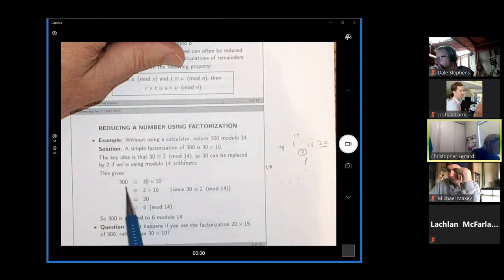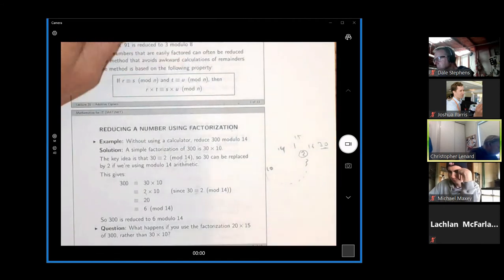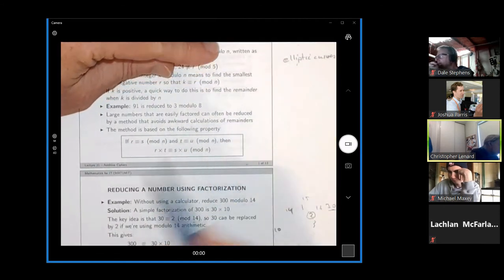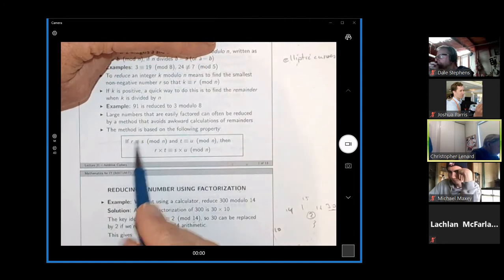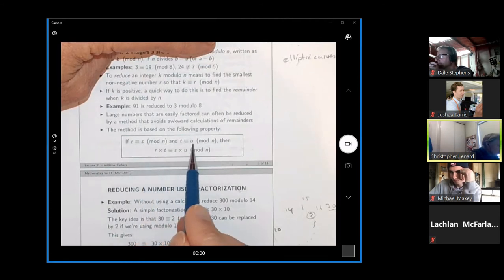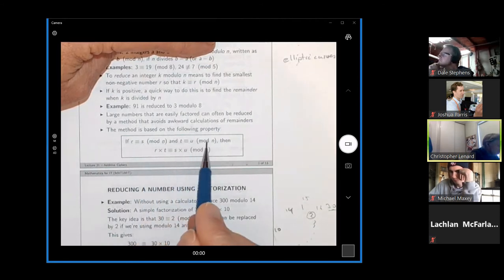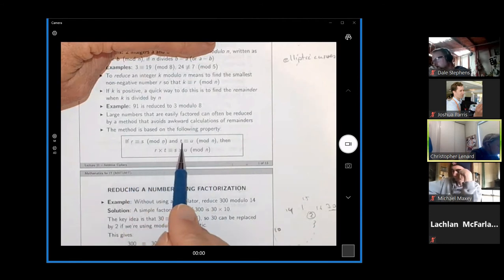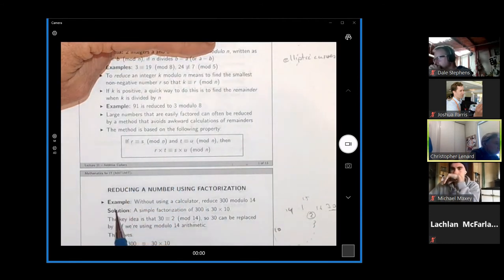It's the same thing. So I can set it out this way using, instead of equal signs, so 30 is not equal to 2, it's equivalent or congruent. That's why we've got the triple equals there. So 300 gets reduced to 6 mod 14. And what's going on here is that if you have 2 numbers which are congruent and 2 other numbers which are congruent using the same system, then multiplying these 2 is the same as multiplying those 2.